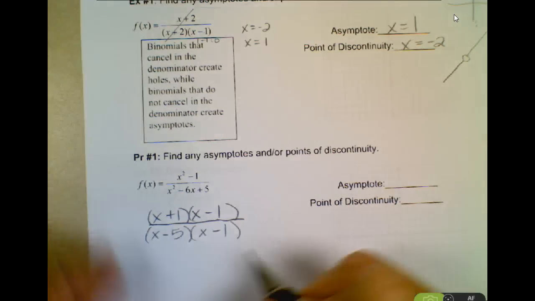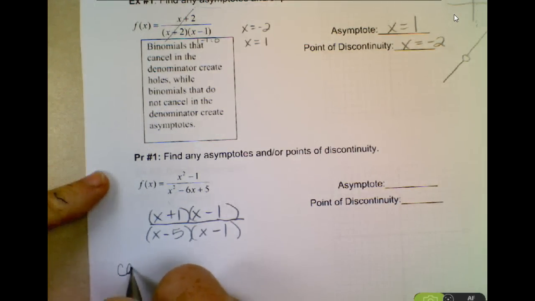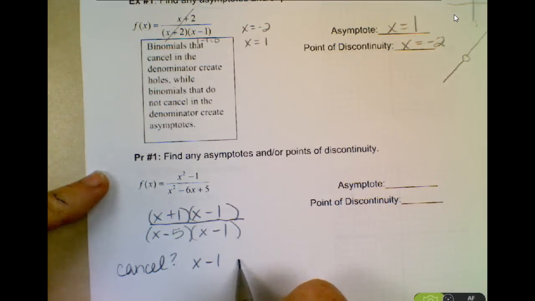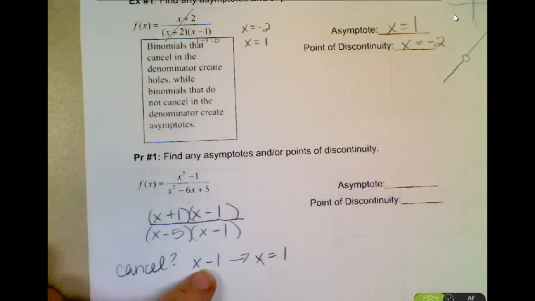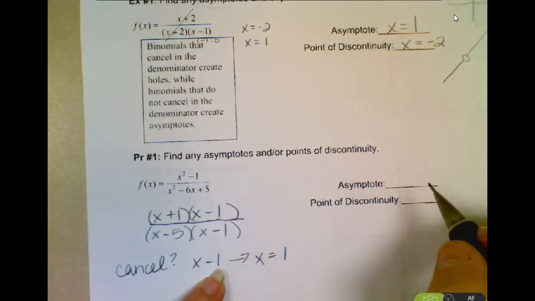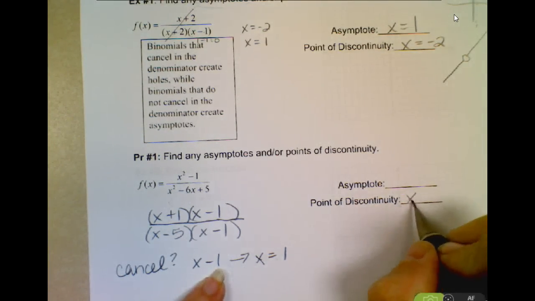Now you need to ask yourself if one cancels. Okay, does anything cancel? Yes, x minus 1, which is equivalent to x equals 1. It's a solution of x equals 1 when the factor is x minus 1. They're always the opposite. So that is going to be our point of discontinuity, is at x equals 1.